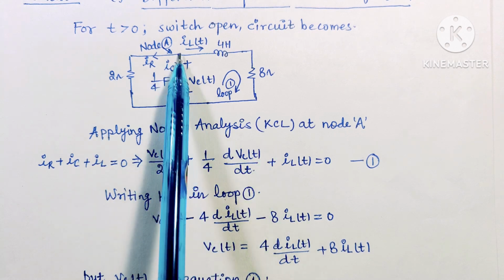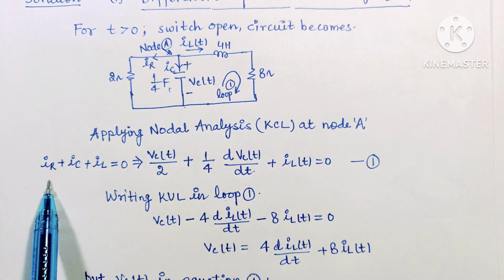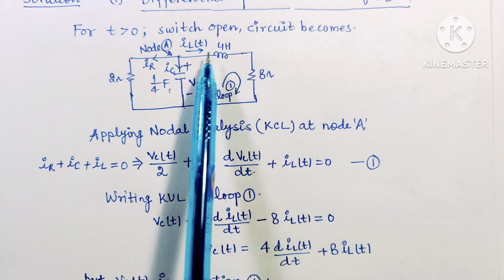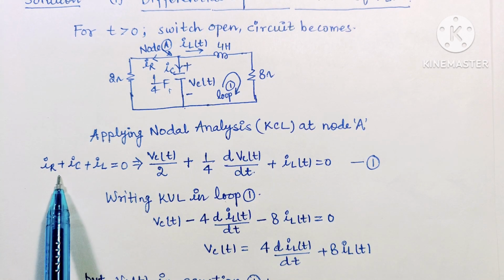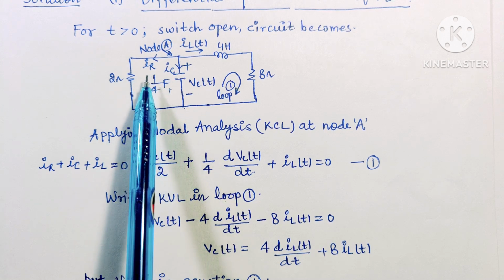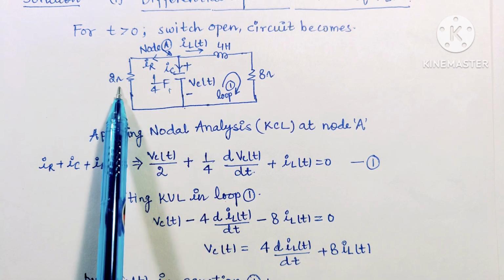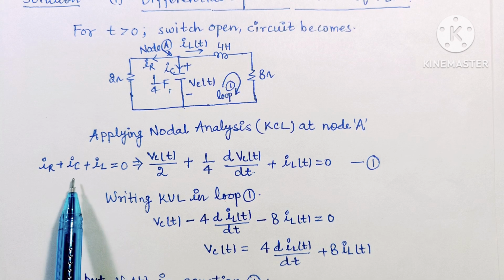So if we apply nodal analysis, this current iR is moving out from the circuit, so we have assumed iR plus iC, and this iC current is outward, so plus iC, and this iL current is outward, so plus iL, that will be equal to 0. If we write iR, then iR can be written as the voltage vC, since the voltage across this 2 ohm resistance is the same. So here we can write vC(t)/2 plus 1/4 dvC(t)/dt. That is the value of current iC.